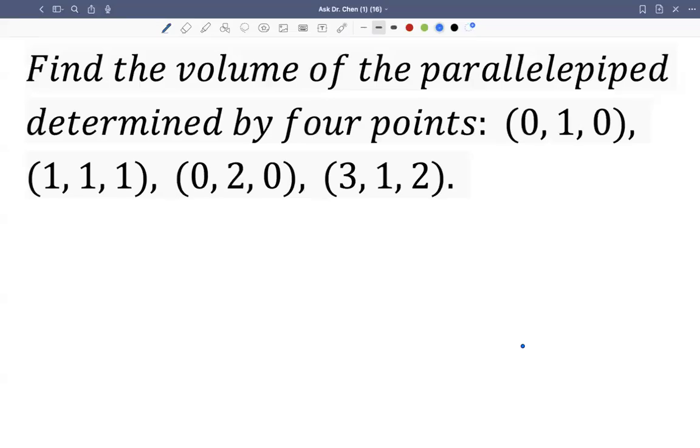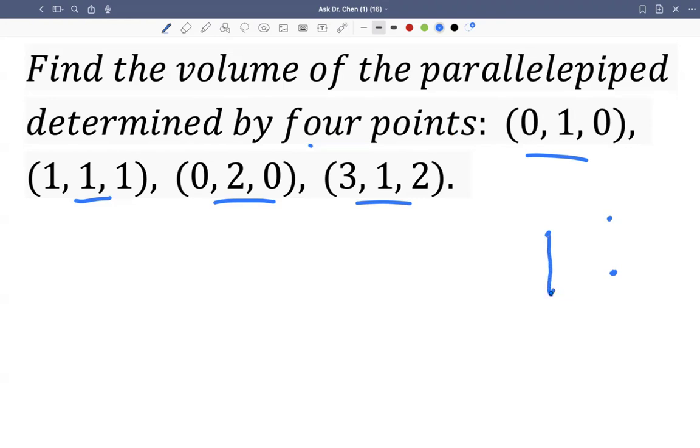Let's see this question. We're given 4 points in 3-dimensional space. So think about the 4 points in 3 space. It's probably a little bit difficult to imagine. We are asked to find the volume spanned by, or formed by, these 4 vertices. So how do we see that?